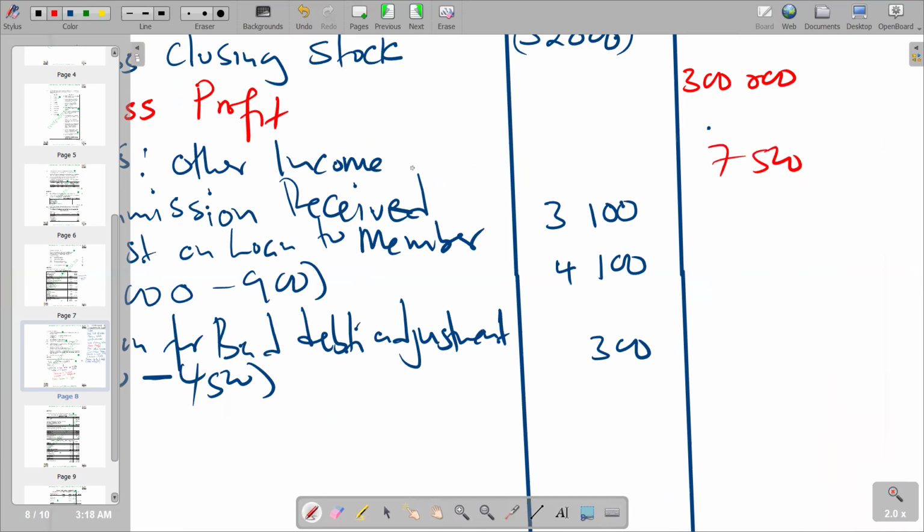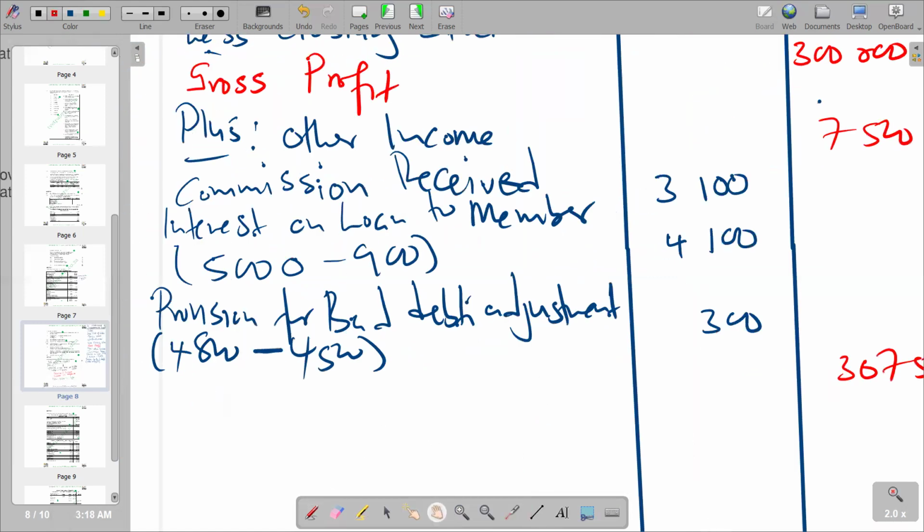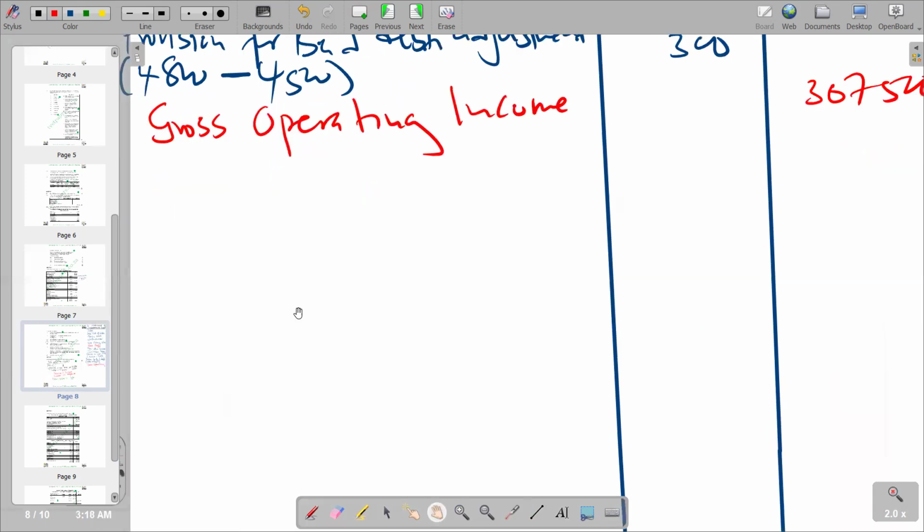And then obviously other income, we are also supposed to add it to the gross profit figure. We are saying gross profit plus other income, then you get the figure for your gross operating income here, which is supposed to be 307,500. So this is going to be your gross operating income. Then we are going to include our expenses now, whereby we are saying less expenses.